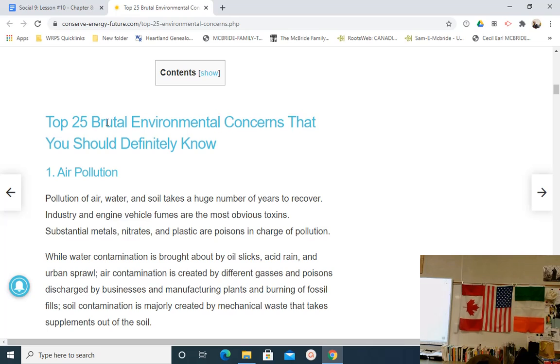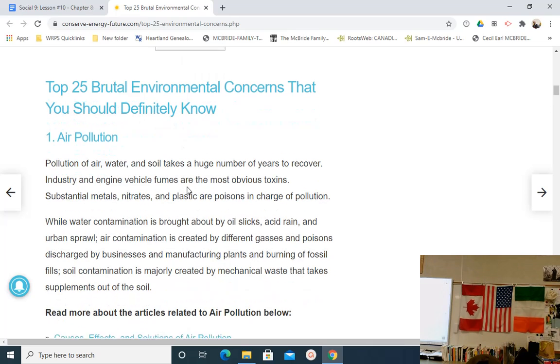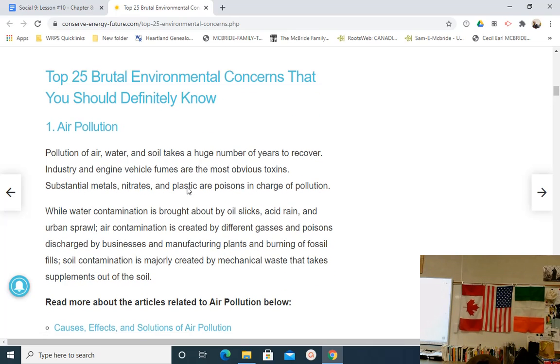So the 25 brutal environmental concerns that you should definitely know about. Number 1, they talk about air pollution. So there are some cities like Los Angeles. If you look at Los Angeles and the smog that they had in the 70s and 80s, and you look at the skyline of Los Angeles today, you have a city that has figured it out to some extent, that the air quality in Los Angeles is better now than it was then. And if you look at pictures of Los Angeles then and now, it's amazing. In Los Angeles now, you can see the mountains, and before you couldn't. So little things like that are possible. You know, we can make a change with air pollution.